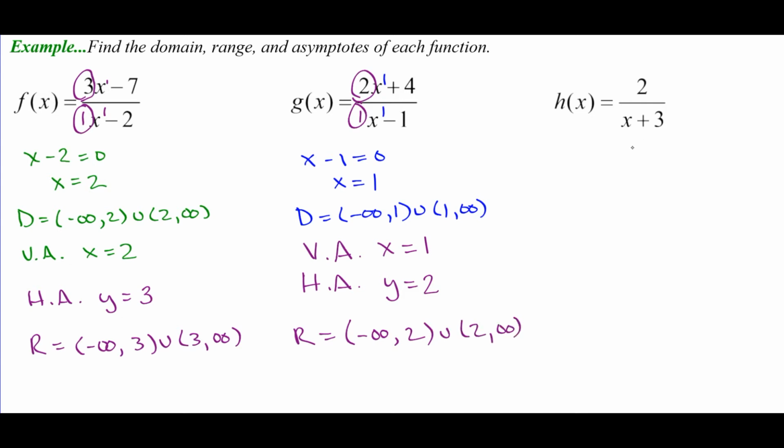And on the last one, we are going to look at the denominator, so x plus 3 equals 0. So that gives me x equals negative 3. So my vertical asymptote is at negative 3. So vertical asymptote x equals negative 3. I'm going to remove negative 3 from my domain. So my domain is all numbers except negative 3.